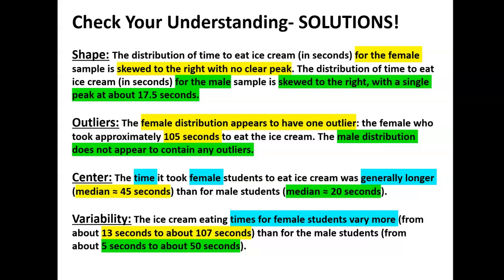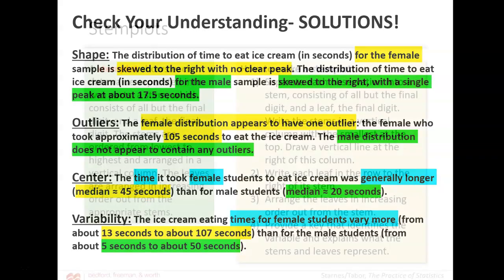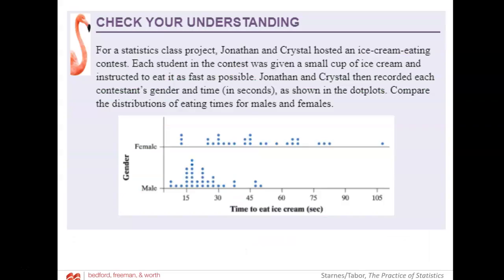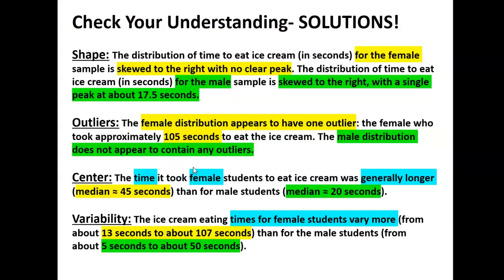So the center, the time it took females to eat ice cream was generally longer, and they're claiming the median was 45 versus the male median, which was 20 seconds. So, oops, back up. Did they tell us how many people? Oh, for Pete's sake. All right, some people are really good at this and they can just eyeball it. They're like, here's the median. I am not that person. If I had to guess, I would say the median is about here and about here. But I actually go through and I count them.